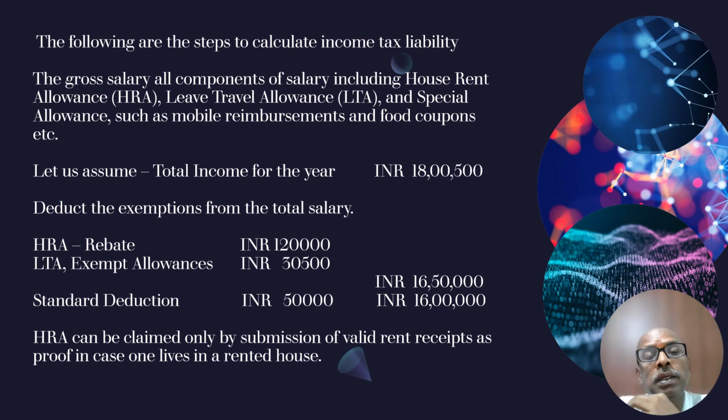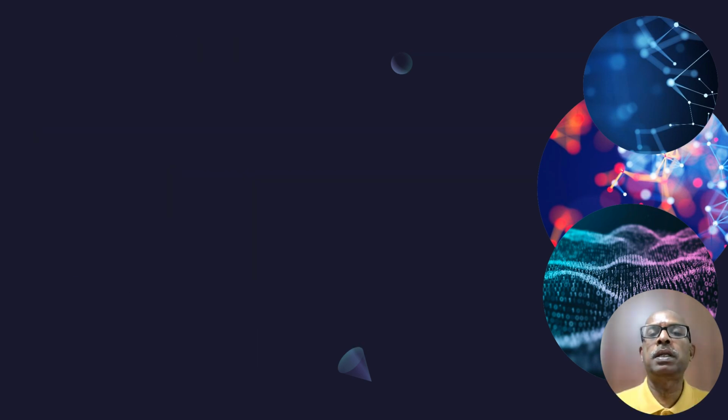Now this is the component of income where you have removed all the exempted values. Now we'll also see the house rent allowance related things and other components in continuation. 16 lakhs. Let us see.